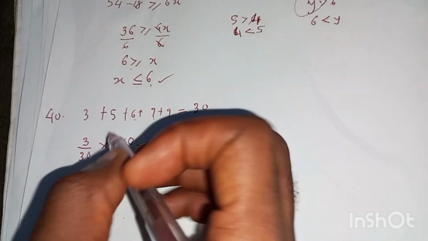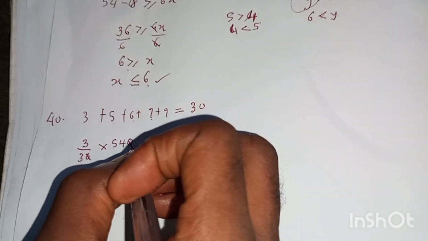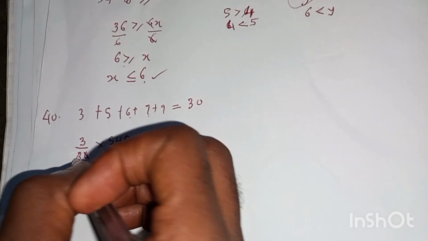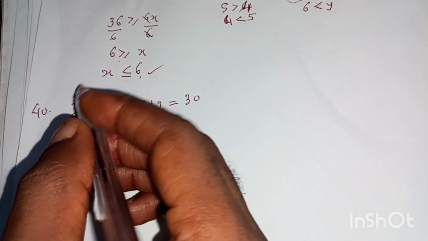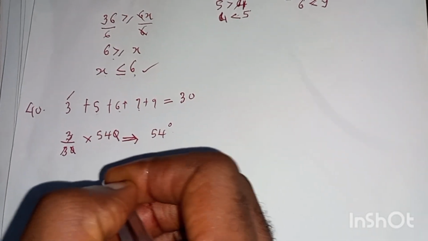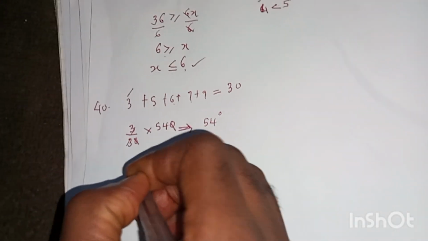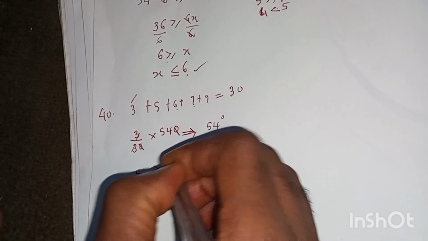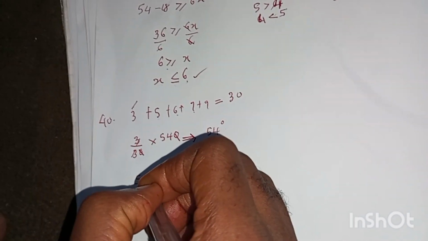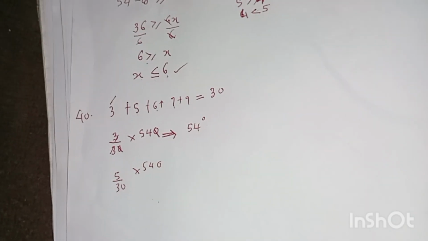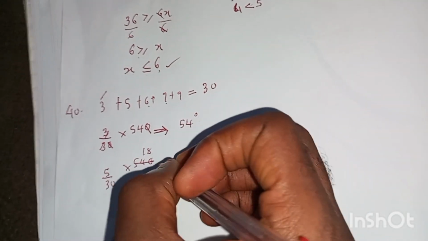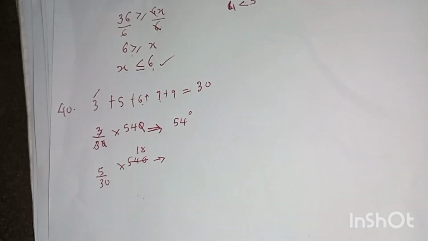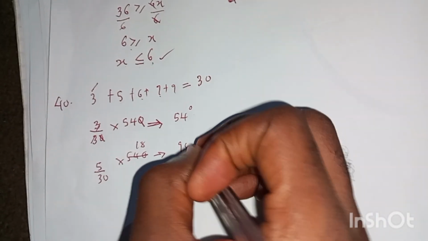So 3 goes here, then 3 cancels 3 here. Then we have 54 degrees. That's the angle of this ratio. Then go to the second one. We go to 5 over 30 times 540. Or better still, just 30 and 540 straight away. So you're going to be having 18. So we have 5 times 18. This will be 90 degrees.